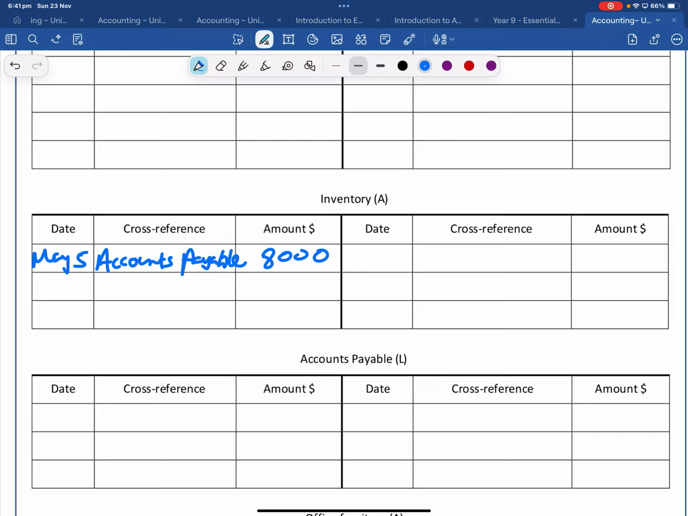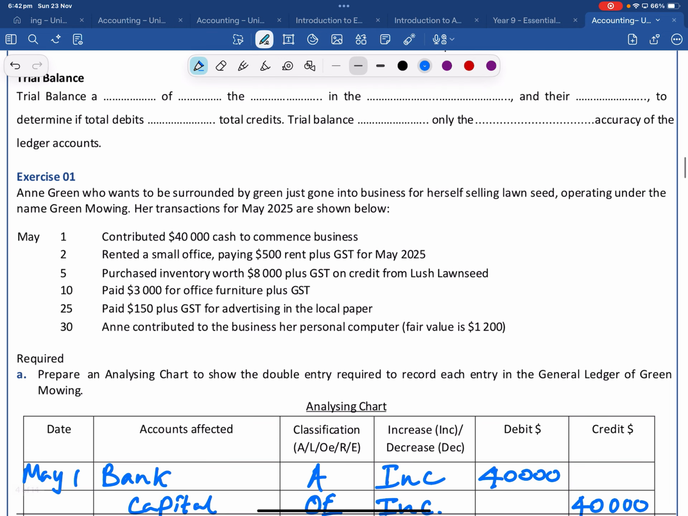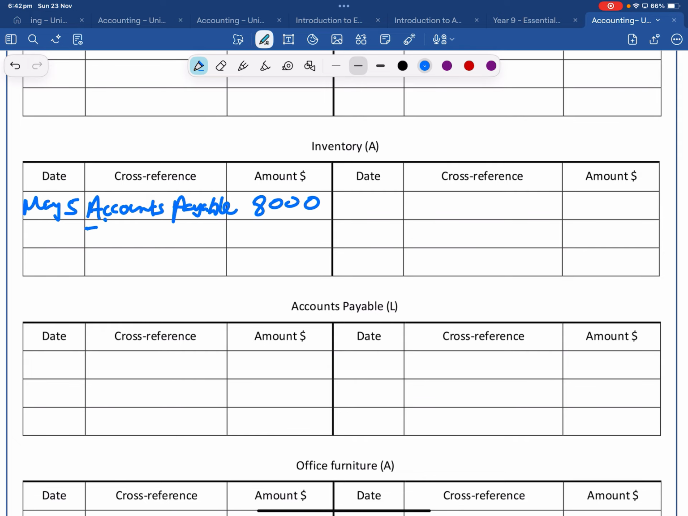Now there is another rule, guys, here. If we know the accounts payable name or accounts receivable name, we have to write it. What is that person's name? Lush Loan Seed. So Lush Loan Seed. Do we have to write accounts payable or can we just write the name? No, both. Yeah, that's a pain, I know. And also we won't have enough space as well. That's a problem. However, we can use acronyms in the ledger accounts.